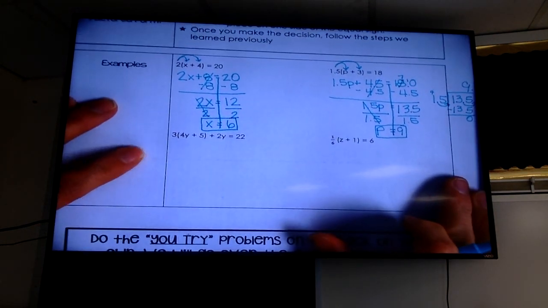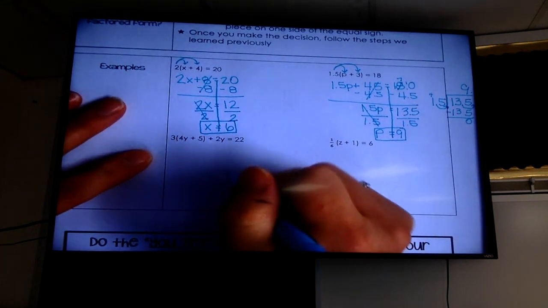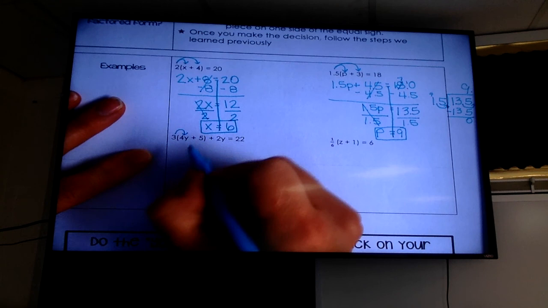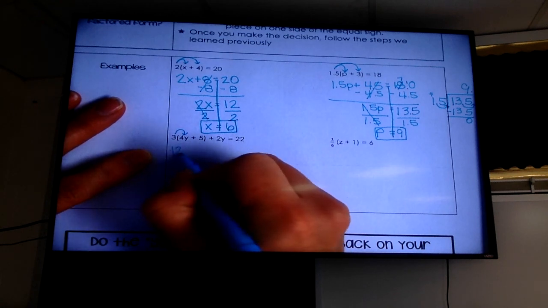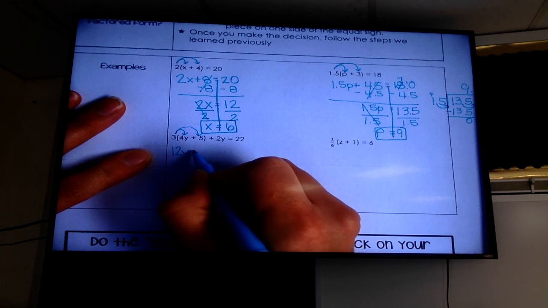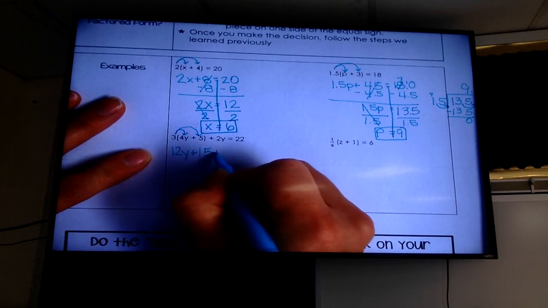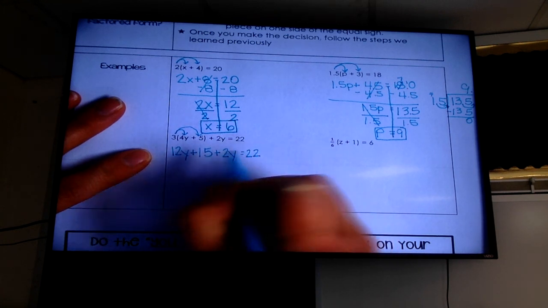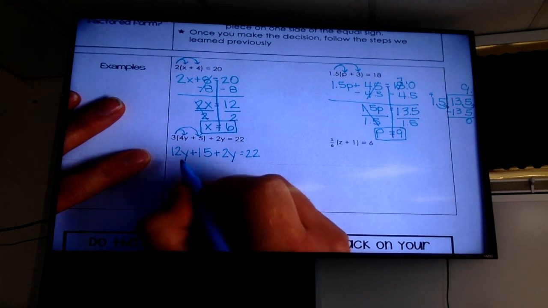All right, let's try the next one. So this one's going to have not only distribution, but it's also going to have a little bit of simplification too. So I'm going to distribute first. 3 times 4 is 12y. Positive 3 times a positive 5 is a positive 15 plus 2y equals 22. So once you distribute, you bring everything else down.